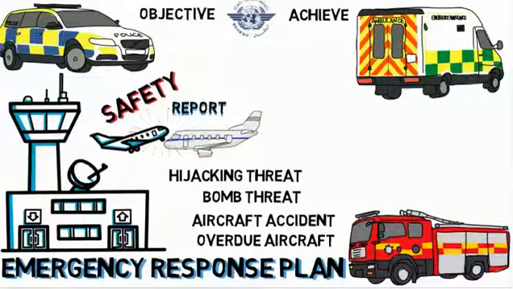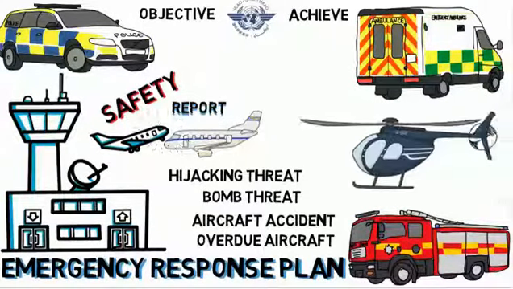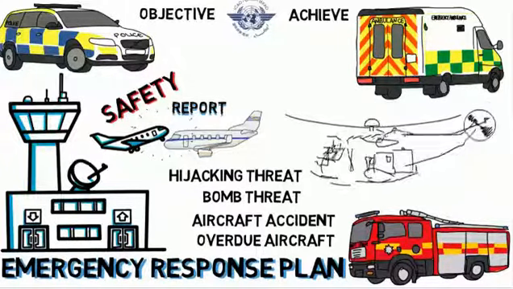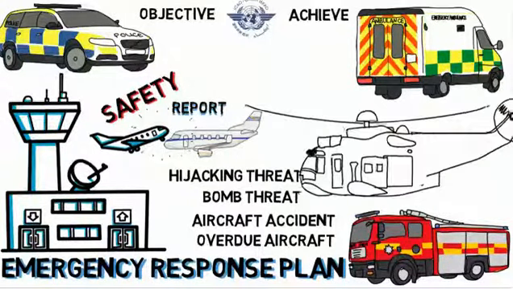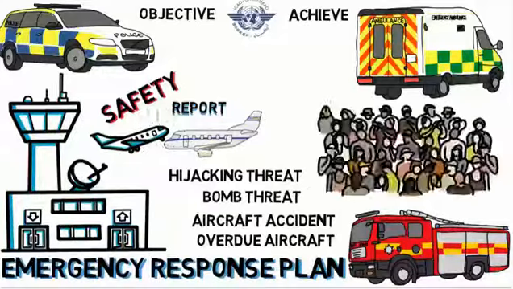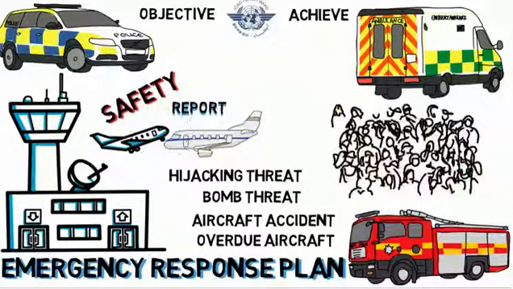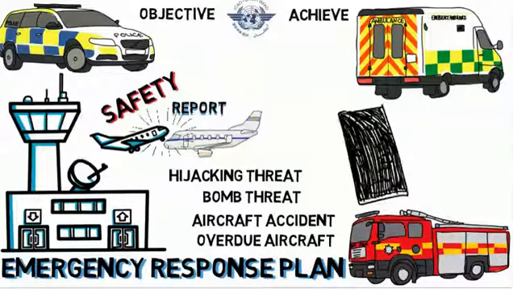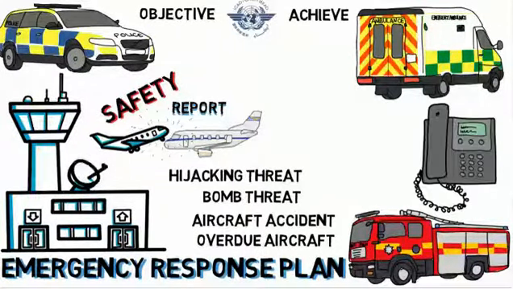So how can we achieve the objective of an ERP? Well, by following these recommended practices. The ERP must be appropriate to the size, nature, and complexity of the organization. Be readily accessible to all the relevant personnel and other organizations where applicable. Include checklists and procedures relevant to specific emergency situations. Have quick reference contact details for relevant personnel.